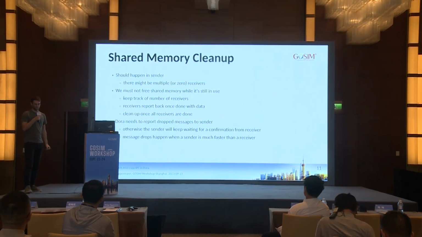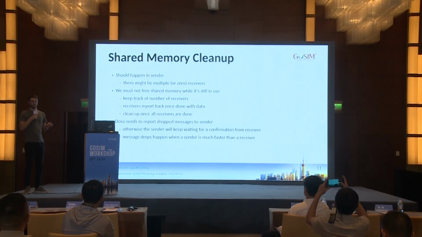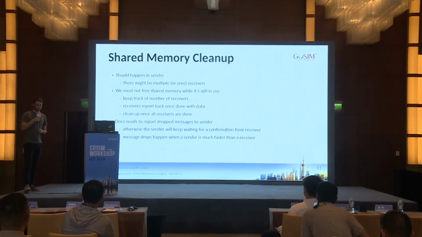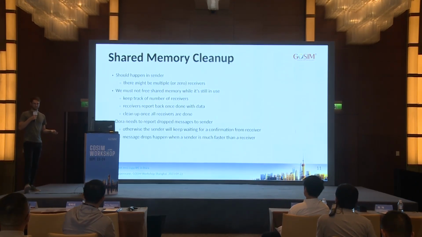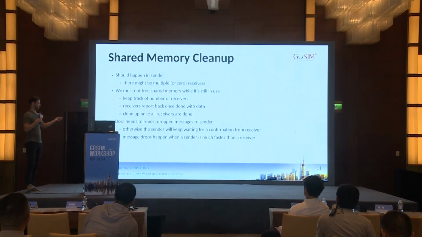In general, the shared memory cleanup should happen in the sender because there might be multiple receivers or there might be no receivers. And if there's no receiver, then the sender has to clean up the memory. But in order to clean up the memory in a proper way, we need to make sure that it's not freed when it's still in use by some receivers. So we need to keep track of all the receivers of the message, and the receivers report back once they're done with the data. And once all receivers are done, we can then safely deallocate the data again. So this is basically a reference count across process boundaries.